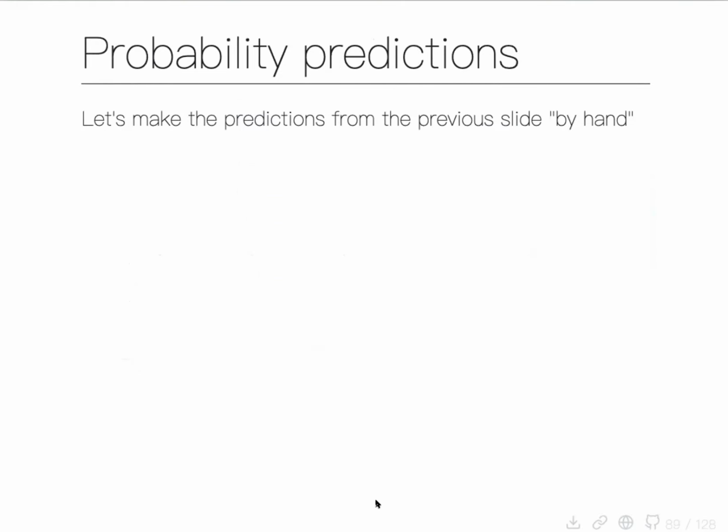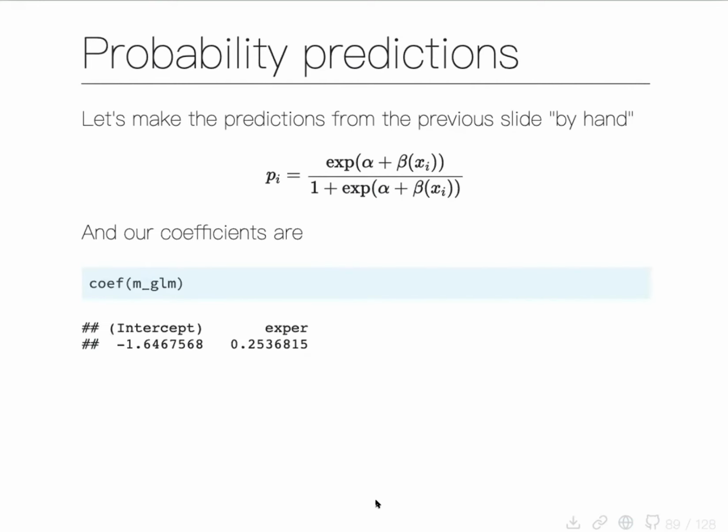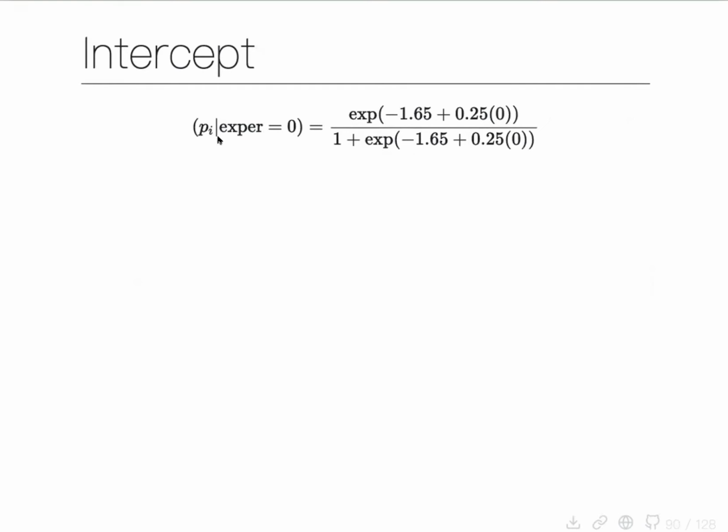So one of the things we can do that I always think is helpful, and I'll move through this fast, is to make predictions by hand. Right? So this is how we map our log odds to probability. And these are our coefficients, -1.65 and 0.25. So let's go ahead and make a couple predictions, right? Let's look at our intercept. Okay, so this is the probability given experience is equal to 0. Then we would say -1.65 plus 0.25 times 0. That's going to give us -1.65.